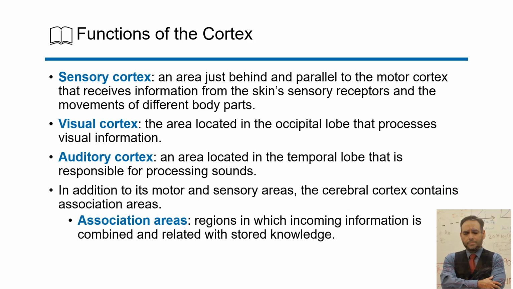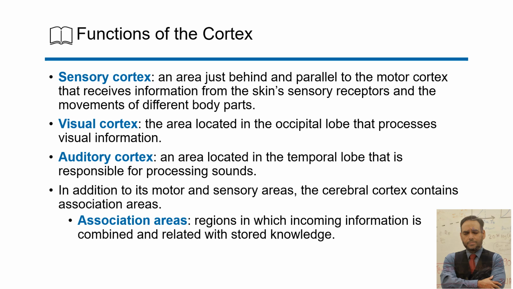All right, let's talk about the visual and auditory cortex. The visual cortex is located, we said, in the back of the brain, the occipital lobe. Its job is to process visual information, so it helps you see and understand what you're looking at. When light hits your eyes, it sends signals through the optic nerves to the visual cortex, which interprets those signals and turns them into images that you can recognize, like faces, objects, or scenery.